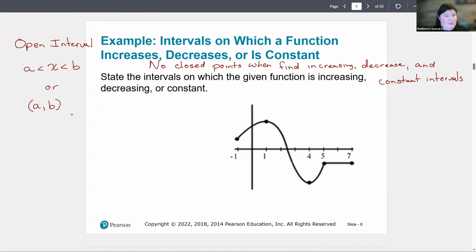All right, so we'll color code it. We're going to do increasing intervals here, and then let's use bright red for decreasing, and we'll use green for constant.